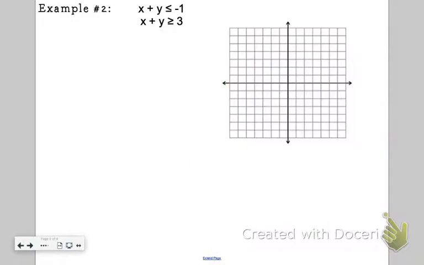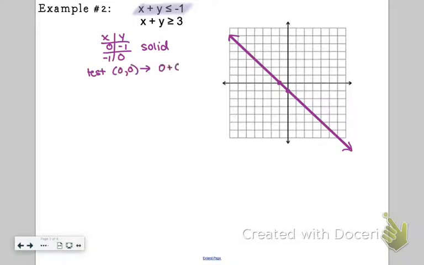Let's do another example. So this time both of our equations are in standard form, so I'm going to graph this first one using an intercept table, plugging in 0 for x and plugging in 0 for y. We get the intercepts 0, -1, and -1, 0. We can plot those and connect them with a solid line because the inequality is less than or equal to. Let's test 0, 0 for shading. So we get 0 is less than or equal to -1, which is false, so we're shading the side 0, 0 is not on.